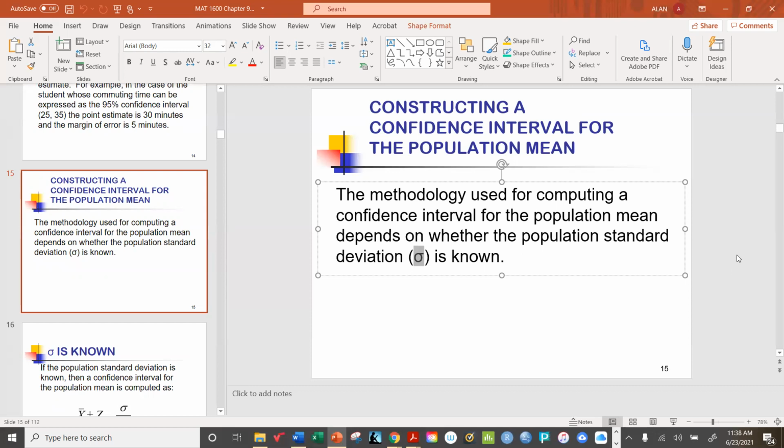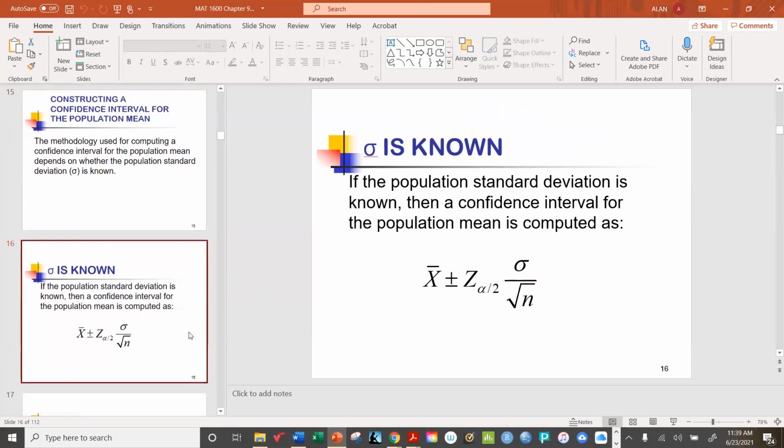If we do, we can continue to use the standard normal distribution to construct our confidence interval. If we don't, we have to use something different, which we'll introduce in this chapter. But for now, let's focus on the first case where we know the population standard deviation, and that allows us to use the standard normal distribution. You can tell because there's a Z in here. The Z represents a Z-score.